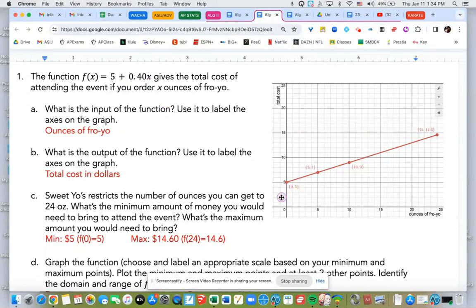Now, the trouble with graphing that is it's hard to go over just 1 ounce and then go up 40 cents. That's really difficult. So it might be easier to use chunks of 5 ounces instead of just 1 ounce at a time. So let's say I got 5 ounces of yogurt. Just the yogurt itself would be 40 cents times 5, which is $2. So it's easier to say, let's go over 5 ounces and then go up $2. Over 5 ounces, up $2, et cetera, right? And then that will be your graph.